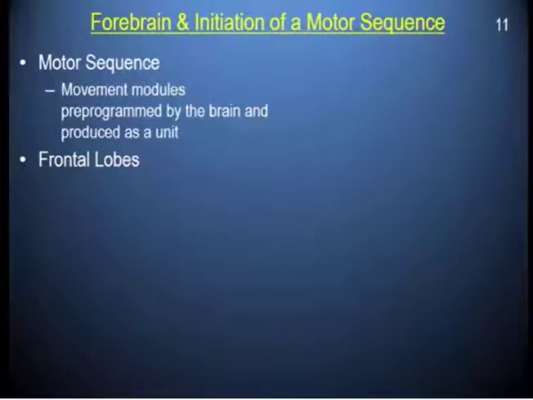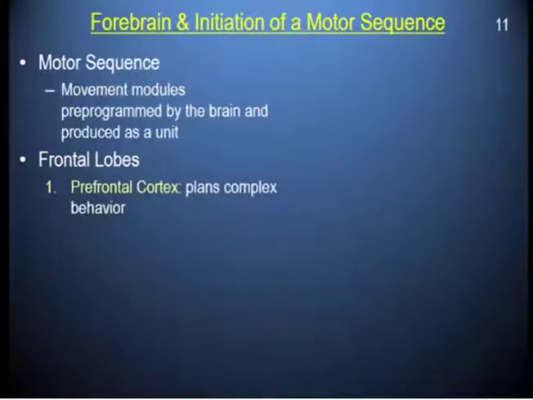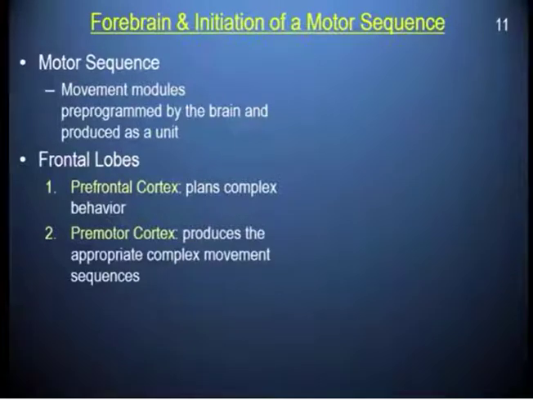A motor sequence is that pre-programming by the brain, and there are three primary areas of the frontal lobe that seem to play a major role. There's the prefrontal cortex, where a lot of the association information is being dumped in, and it's creating and planning. Its job is to put together the complex behavior we want. Then the premotor cortex starts to produce appropriate complex movement sequences to get you there.